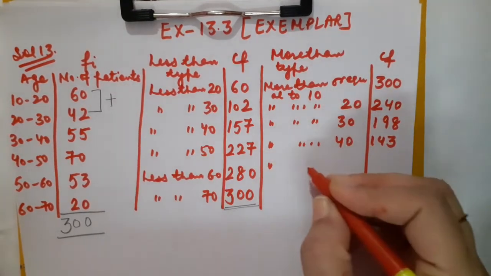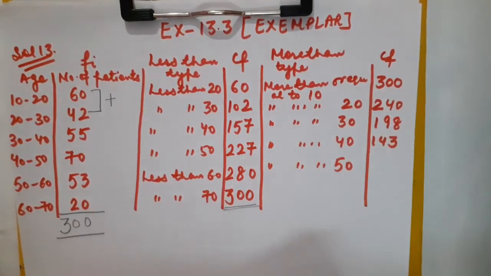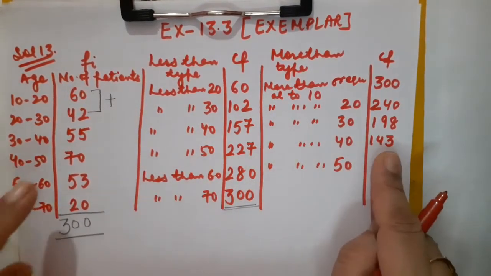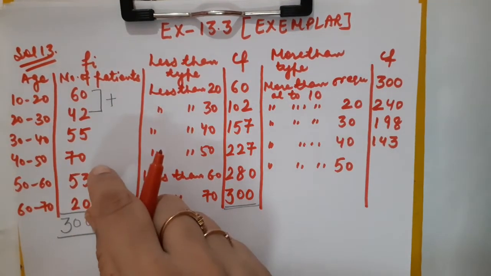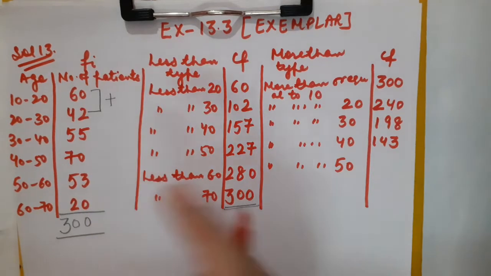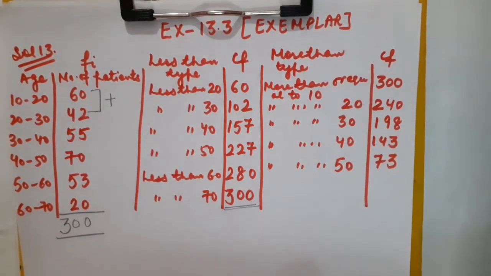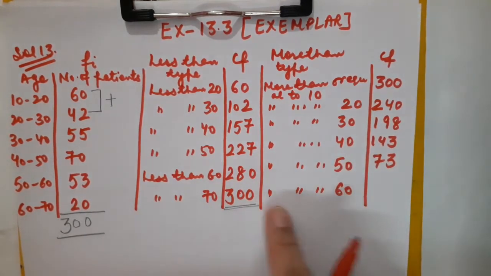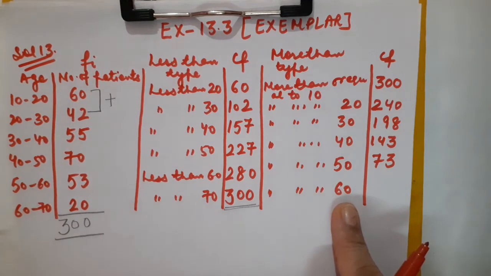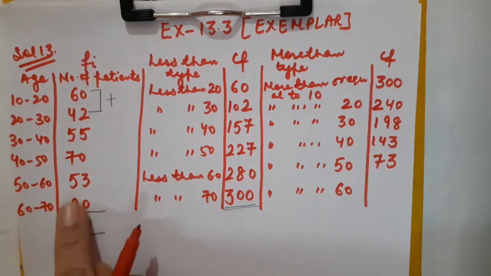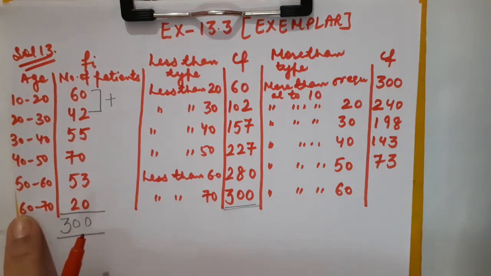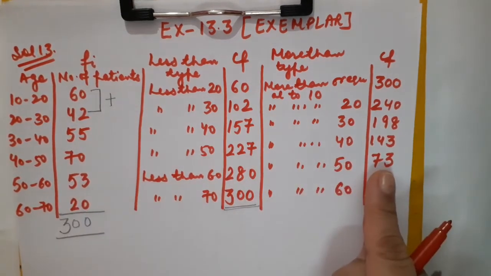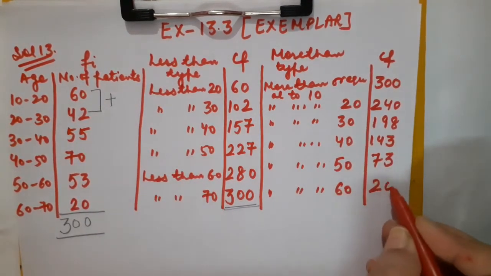Got it? Now more than and equal to 50. Means 50 will also be included and more than that we are supposed to take. So out of 143, either I can subtract 70 or I can simply add 53 and 20. So it would become 73. Correct? And the last one is more than and equal to 60. Means it should be either equal to 60 or more than that. So what is to be included? Only this 20 will be taken because here 60 is included and above 60 is also included. Or you can subtract this 53 from 73. Ultimately you will get this 20 only.